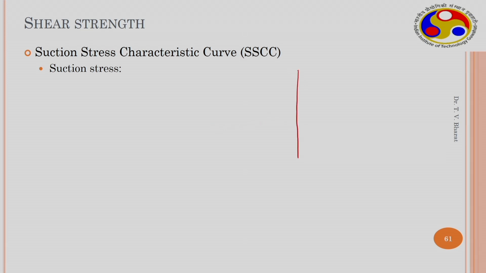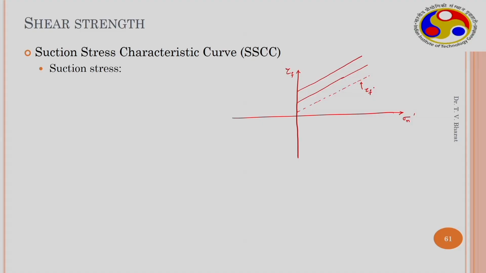When we plot the strength, the Mohr Coulomb envelopes, tau f versus normal stress sigma n, we get a failure envelope for saturated soils somewhat like this, and for unsaturated soils the cohesion intercept increases in this manner. This is the observation from the experiments, suction controlled either direct shear tests or suction controlled triaxial tests. These are the observations I have discussed earlier.